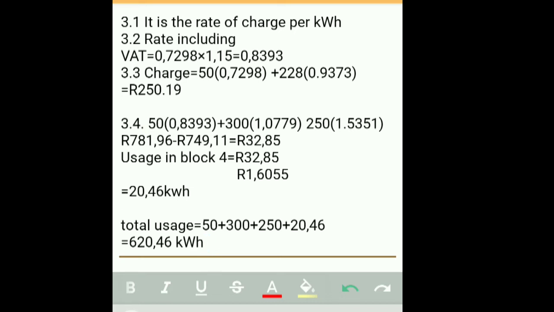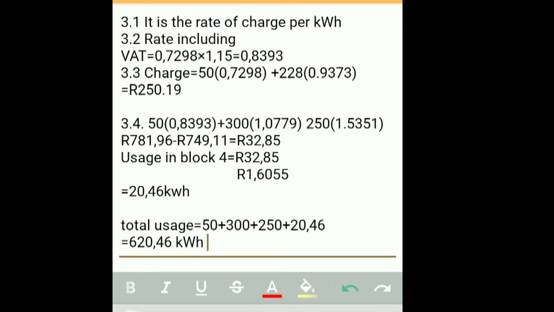We're going to say 50 multiply, or we put on bracket. Bracket means multiplication. Bracket 0.8393 plus 300. In this case, we are trying to get to 700 rand. We are trying to get there because Nelson paid 781.96 including VAT. So we're trying to get there.